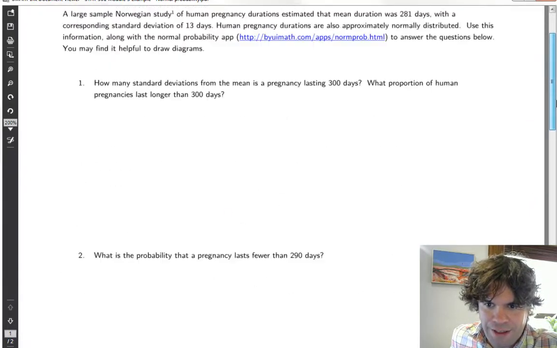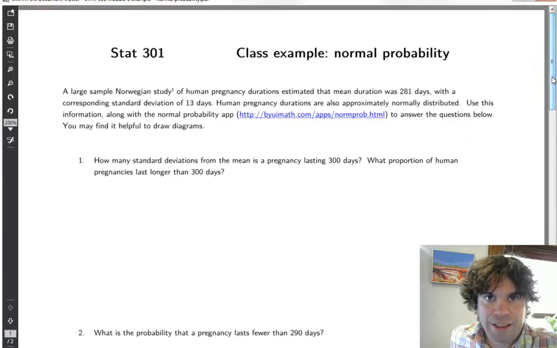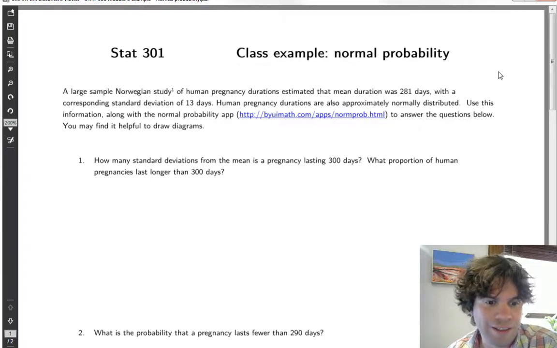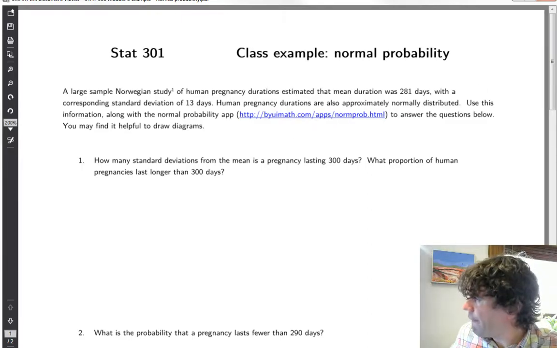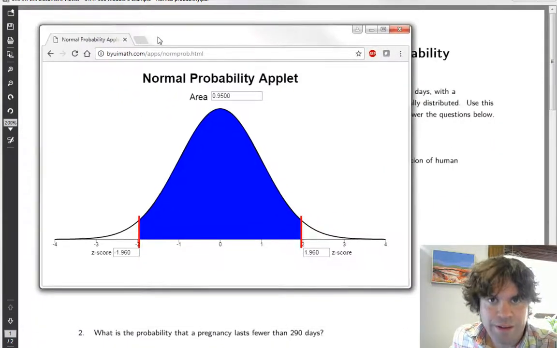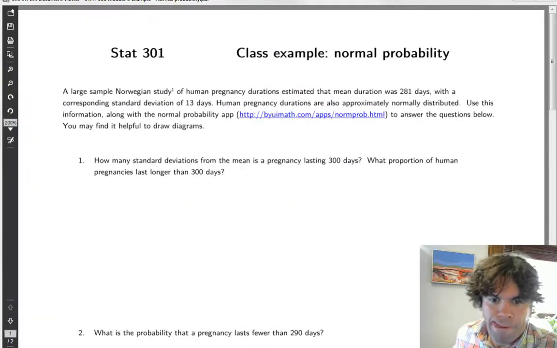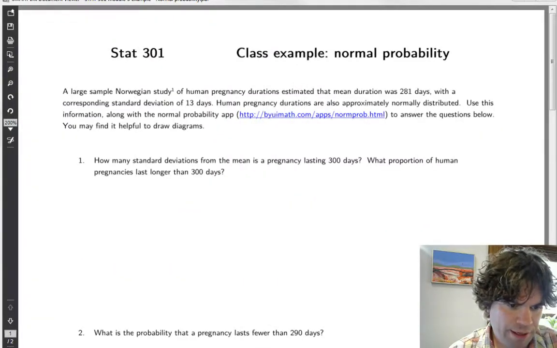The Scandinavians tend to collect lots and lots of data on their citizens, and so they have quite a few very large sample studies. This is one of them. We're going to be using this app right there. And so let's get going.